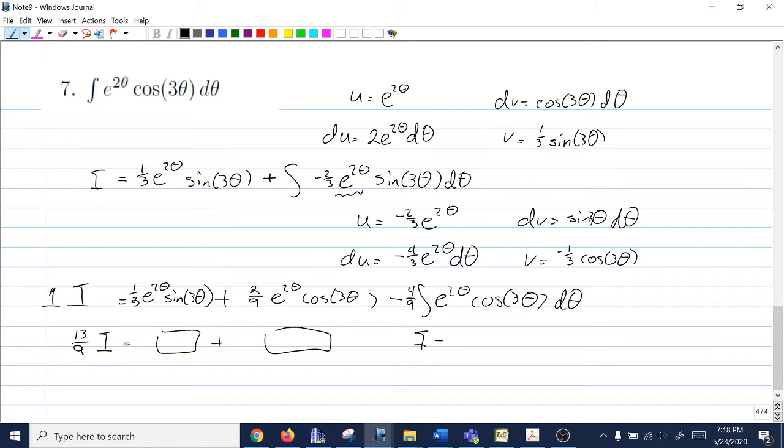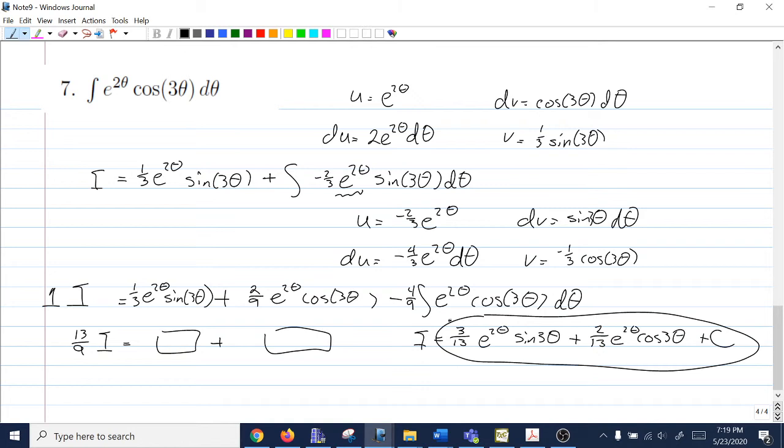1/3 of 9 over 13 is 3 over 13. E to the 2 theta sine 3 theta plus 2/9 times 9 over 13 is 2 over 13. E to the 2 theta cosine 3 theta plus a constant. I think it's worth taking the derivative of this and seeing what little weird miracle happens to make the derivative of this be this.